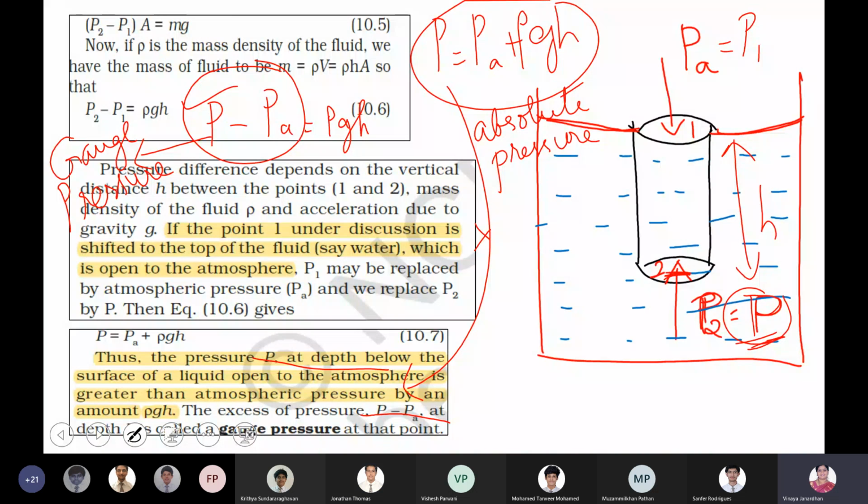It's all there in your textbook. It's only the preliminary part you are learning. That's it. You should know which is gauge pressure. You should know what is absolute pressure. That's it.